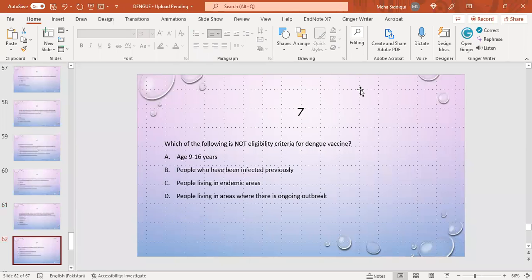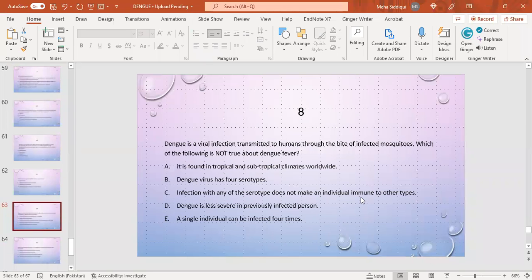MCQ number 7. Which of the following is not an eligibility criterion for the dengue vaccine? Age 9 to 16 years, people who have been infected previously, people living in endemic areas, people living in areas where there is an ongoing outbreak. D is the right option because these three are the eligibility criteria for the dengue vaccine.